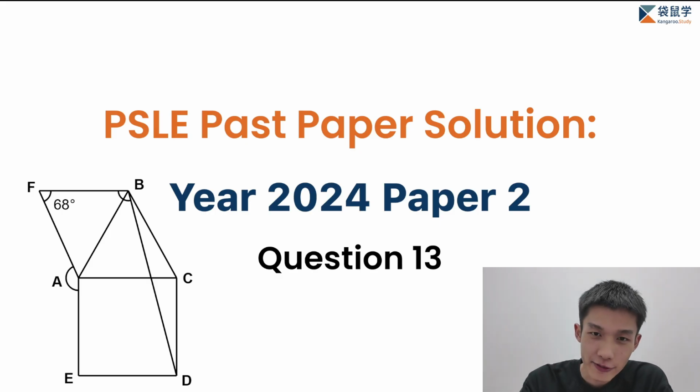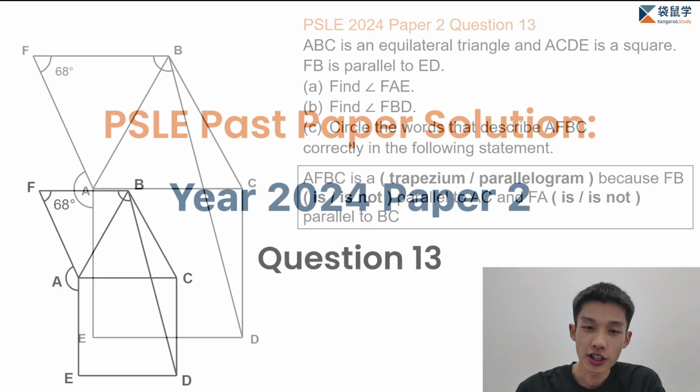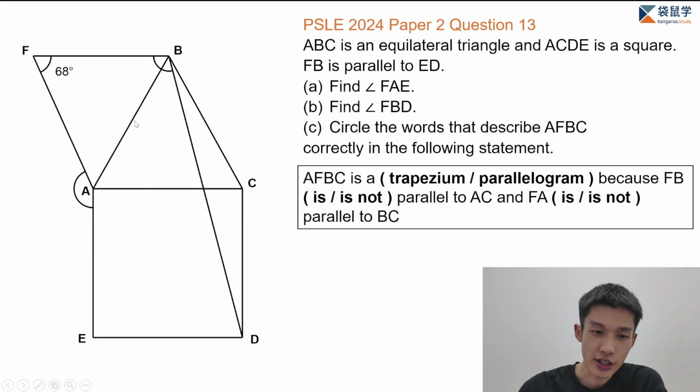This question is from PSLE 2024, which is last year, Paper 2, Question 13. Let's take a look. At the beginning, ABC is an equilateral triangle, and ACDE is a square, and FB is parallel to ED. The two angles we need to find are, first of all, FAE, and the second one, FBD. These two are already labeled up that we need to find.